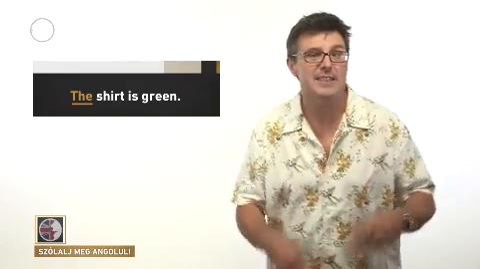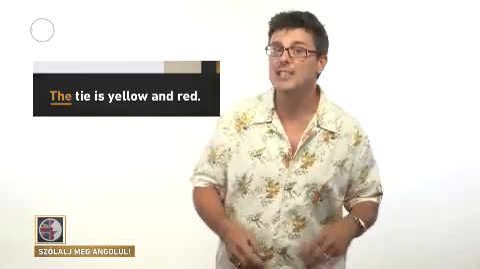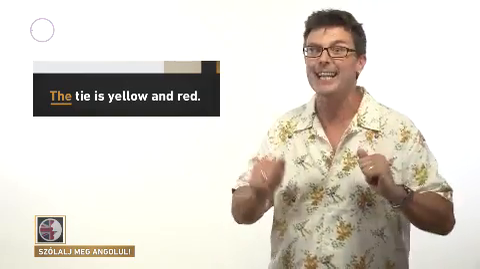But if I continue to talk about my two purchases, then I will continue like this. The shirt is green. My wife says that the shirt matches my face. The tie is yellow and red. My wife says that the tie matches my eyes. Now, this time, I know that you know which shirt and which tie I'm talking about. We've identified the two things that I'm talking about. So now I use the definite article.